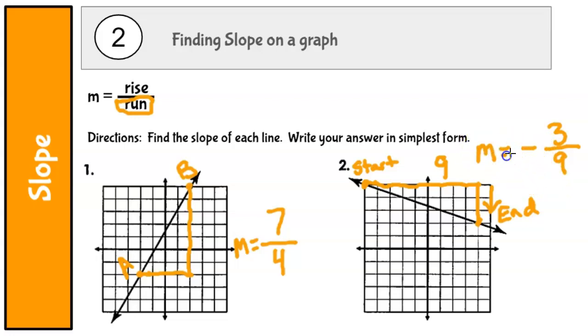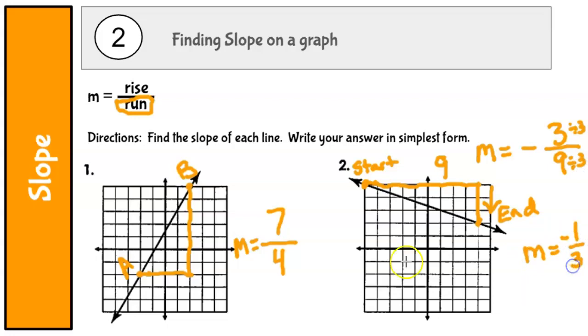Now, you might be screaming at the screen, this can be simplified! And if so, gold star for you, you are correct. I can simplify this because both of these numbers are divisible by 3. So the simplified slope is negative 1/3.